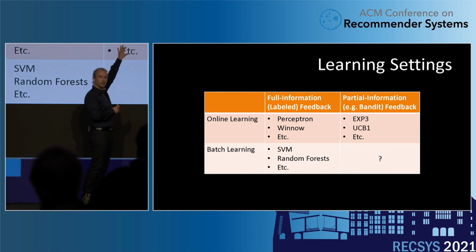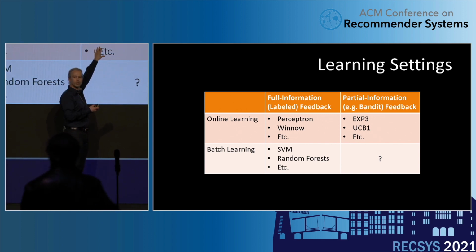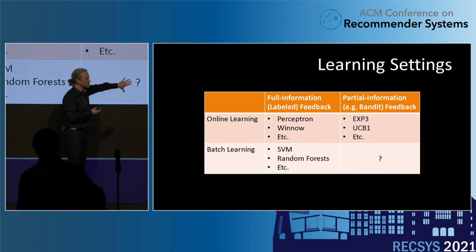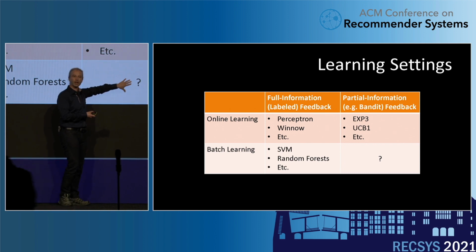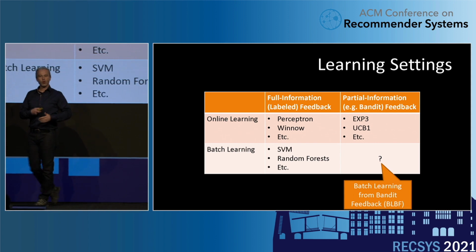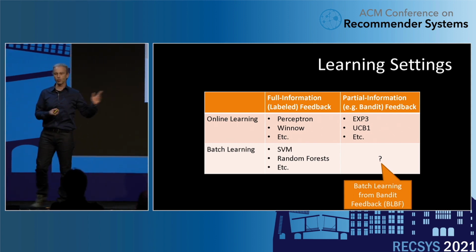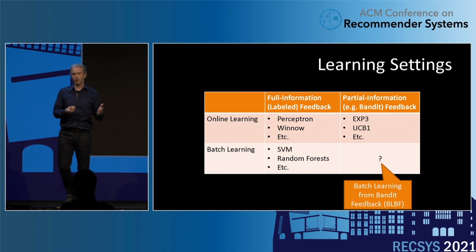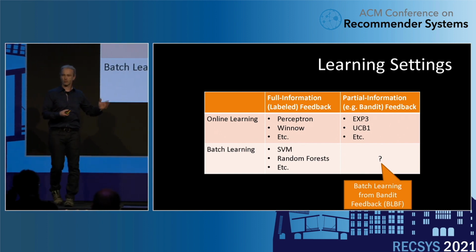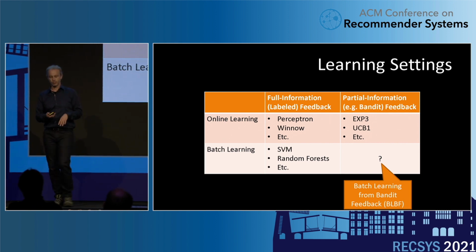But we don't want to do that. We don't want to collect new data all the time. We just want to reuse the data that we already have. So we're down here, right? We're in that quadrant. That's often called batch learning from bandit feedback, and that's what we want to do. And I would argue that this is probably the least explored space of machine learning algorithms, and there's still a lot of interesting research to do there.